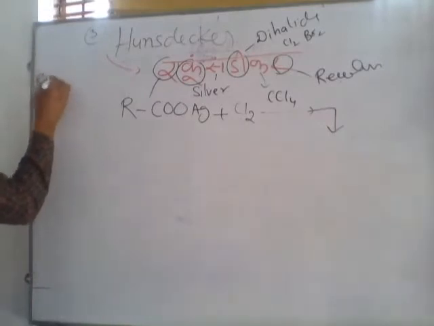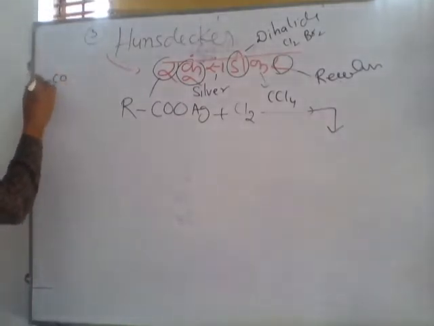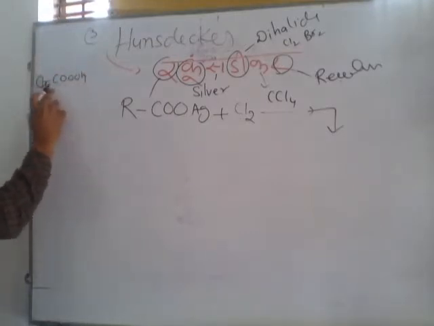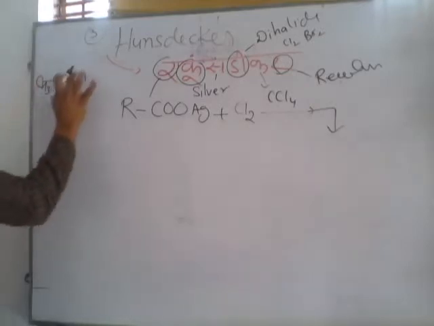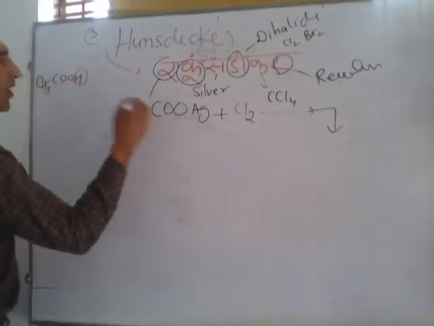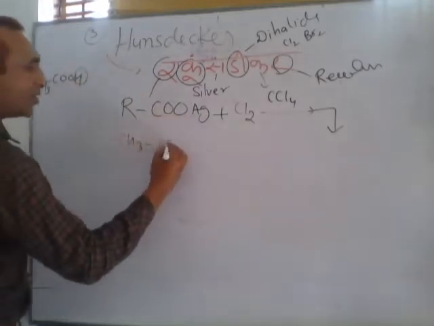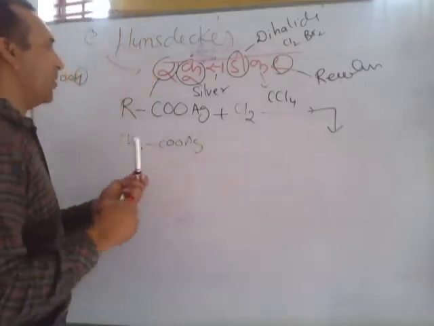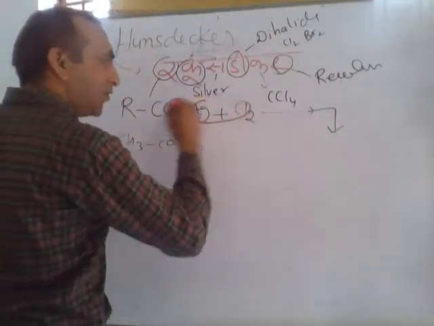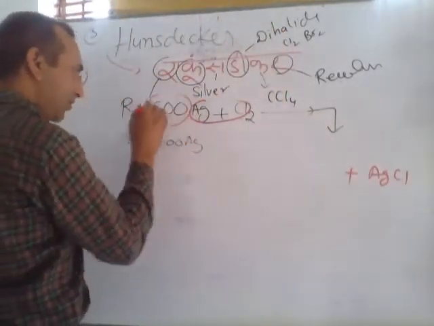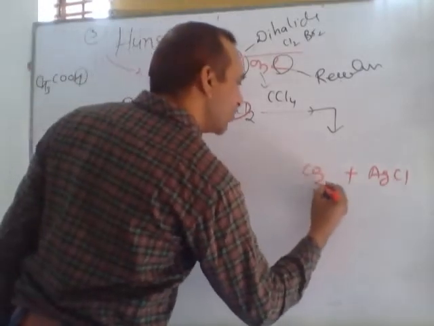Suppose, for example, this is CH3COOH, acetic acid. In acetic acid, if we replace this hydrogen by silver, then what will form? CH3COOAg. This will form silver acetate. So after the reaction, this AgCl will form. This whole COO means CO2, so CO2 gas will be liberated.